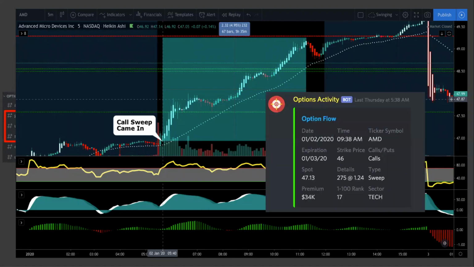So you see that it bought at 47.13. They had the expiration of 1/3/2020. They bought it on January 2nd. And this is around that same time on the 5-minute ticker. It's around the same time, 2 minutes after it. And so you can see that it came in at that time.